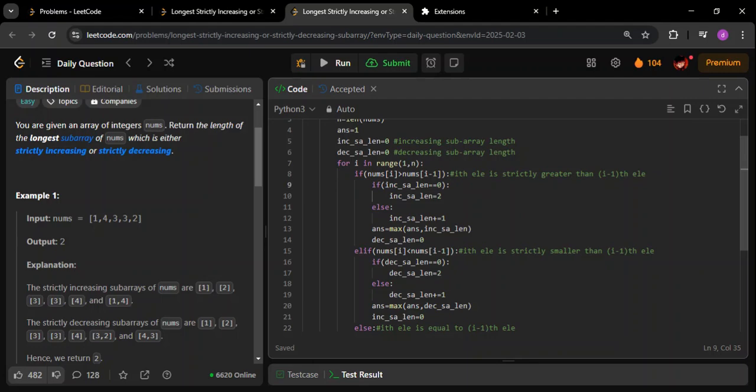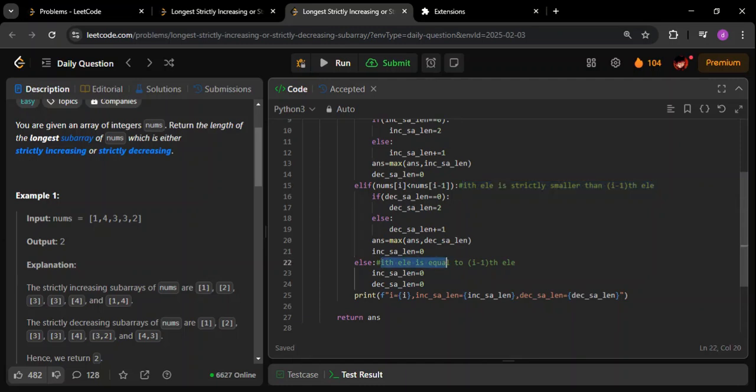Now there will be three cases. I'm comparing nums of i with nums of i minus 1. What are they? First case: the ith element is strictly greater than the i minus 1th element. Second case: the ith element is strictly smaller than the i minus 1th element. And the third case: the ith element is equal to the i minus 1th element.